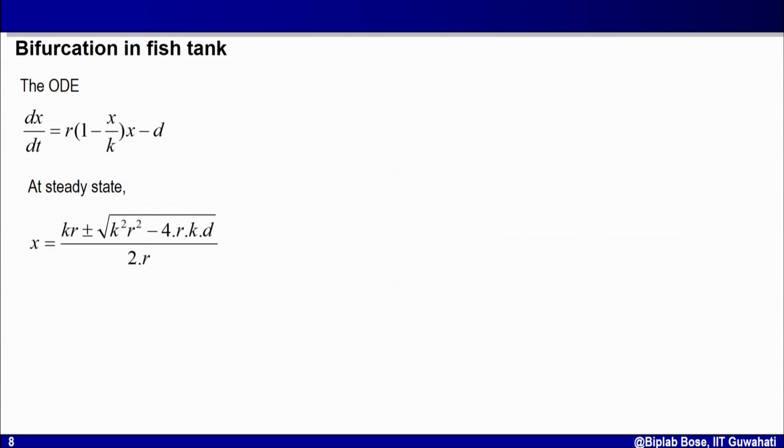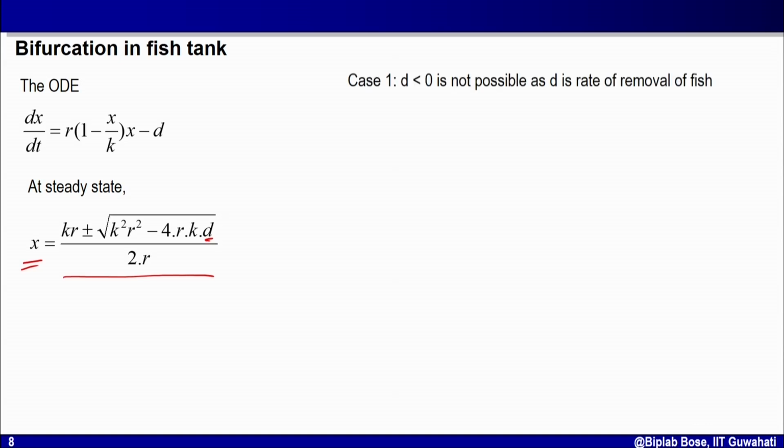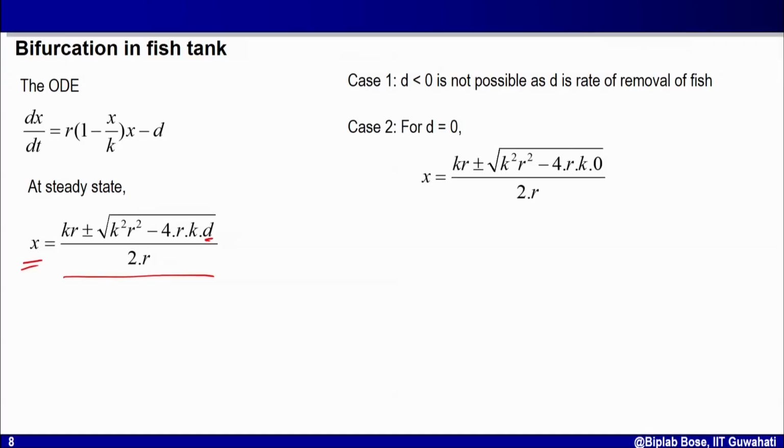So at steady state, I have calculated the value of x as this term, and I want to change the value of d here to see how this x changes. Let us take case 1, where d is less than 0. Now is that possible? In our case, d represents the rate by which we are removing the fish from the tank. So d cannot be negative, it will always be positive or equal to 0. So let us take case 2, d equal to 0. That means fish are growing but we are not removing anything from the tank.